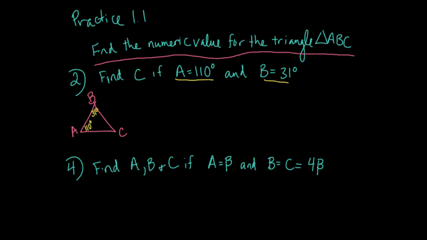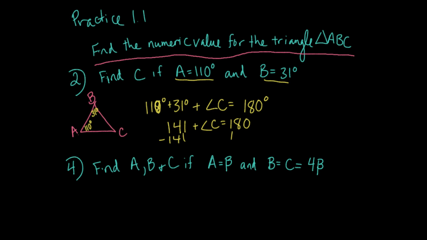Well, we know that the sum of the angles in a triangle adds up to 180 degrees. So here we go, 110 degrees plus 31 degrees plus angle C is equal to 180. And you don't need the degree symbol either. So 110 plus 31 is 141, plus angle C equals 180. Basically we want to subtract 141 over here. Angle C equals 39 degrees.